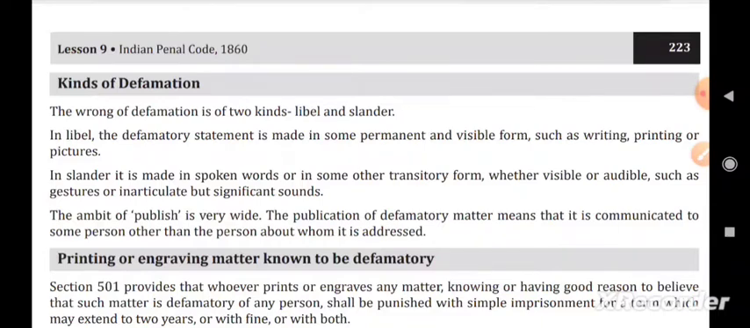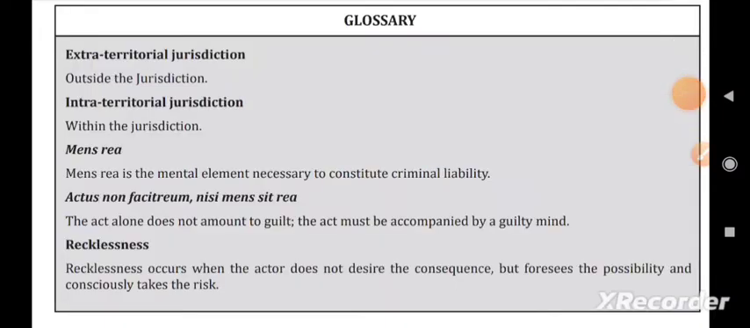Next we have the general exceptions, which is also important. You can read it. Revision: extraterritorial jurisdiction means outside the jurisdiction, and intraterritorial jurisdiction means within the jurisdiction. Mens rea is the mental element necessary to constitute criminal liability. Actus non facit reum nisi mens sit rea: the act alone does not amount to guilt. The act must be accompanied by a guilty mind, which is a very important phrase. Next we have recklessness. Recklessness occurs when the actor does not desire the consequence, but foresees the possibility and consciously takes the risk.